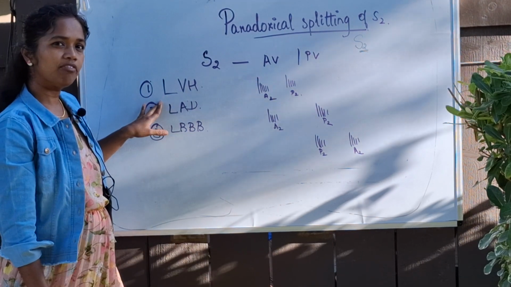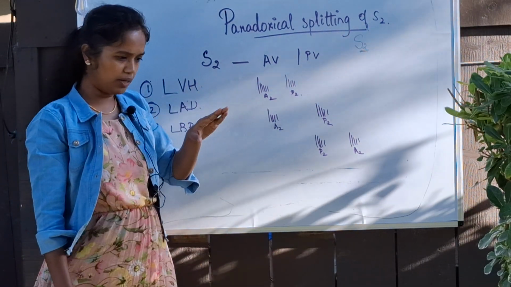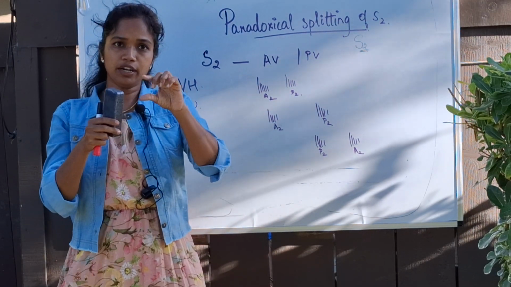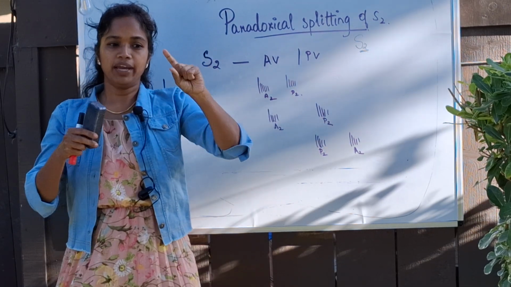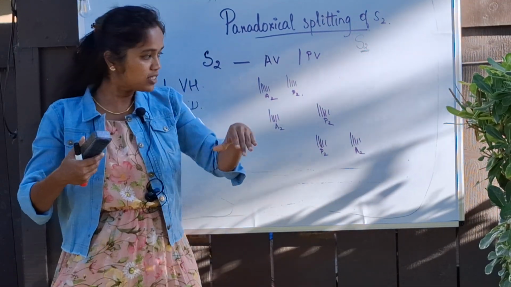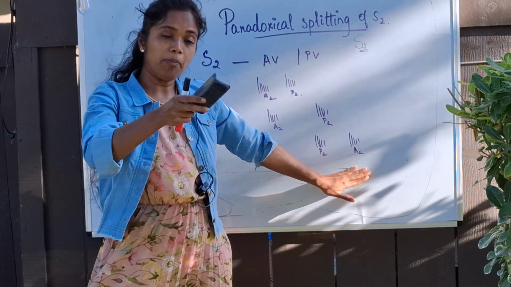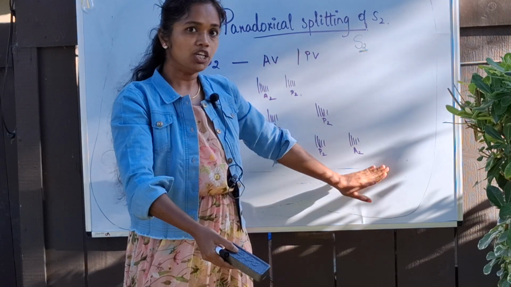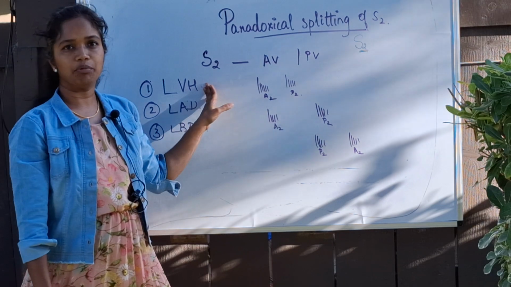What happens in left ventricular hypertrophy? Here, the left ventricle has undergone concentric hypertrophy. Now, for it to send the blood from the left ventricle during contraction into the aorta, it takes a much longer time. Therefore, it takes a longer time for the aortic valve to close. It takes so long that the pulmonary valve has closed and then the aortic valve closes. So, one of the most common causes for paradoxical splitting of S2 is left ventricular hypertrophy.